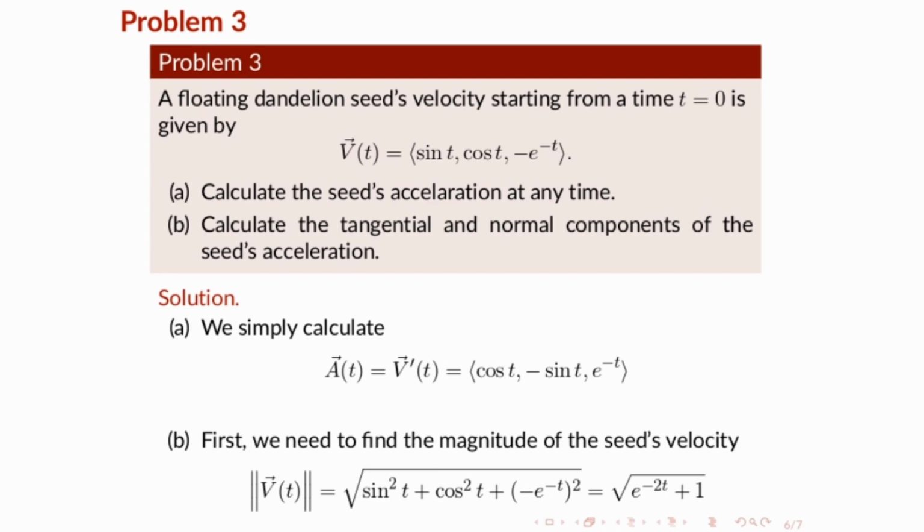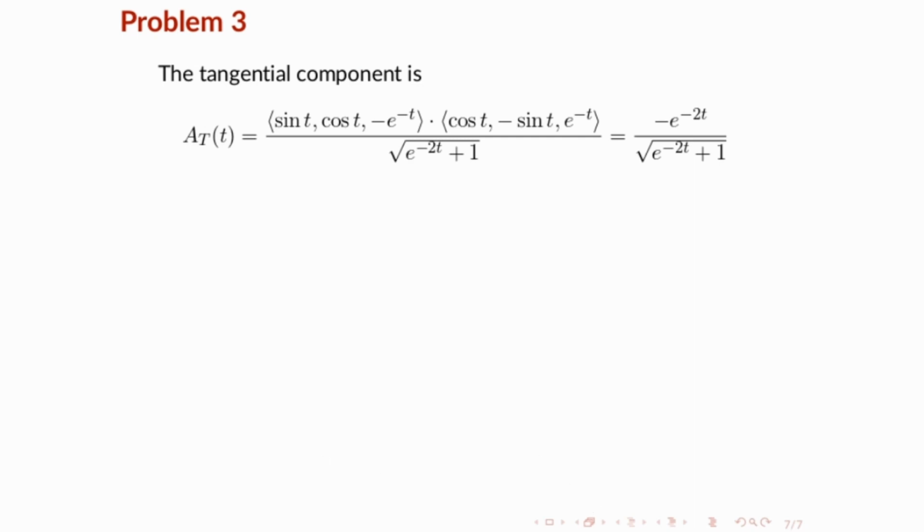Let's start with tangential. So with tangential, we're going to need to find the dot product between velocity and acceleration. We have the dot product here. Sine t, cosine t, negative e to the power of negative t, dot product cosine t, negative sine t, e to the power of negative t. Our dot product will end up being sine t times cosine t plus negative sine t times cosine t plus negative e to the power of negative t times e to the power of negative t. You'll notice that the first two terms, sine t times cosine t and negative sine t times cosine t, are just going to cancel each other out. So we're just left with a negative e to the power of negative 2t from the last term.